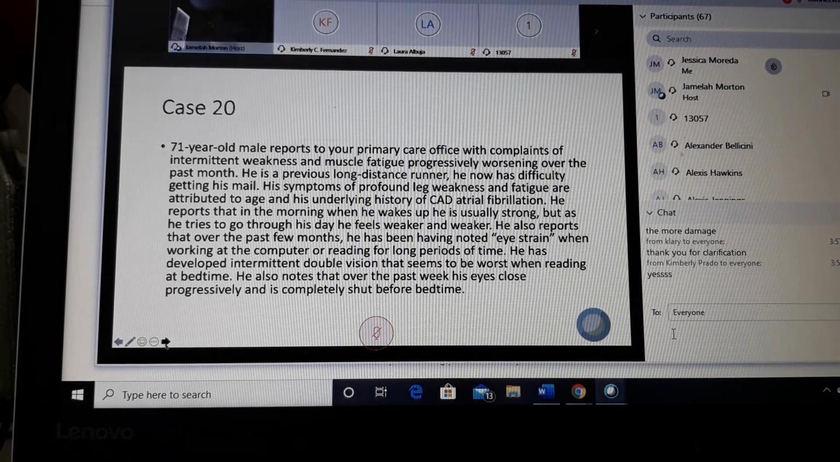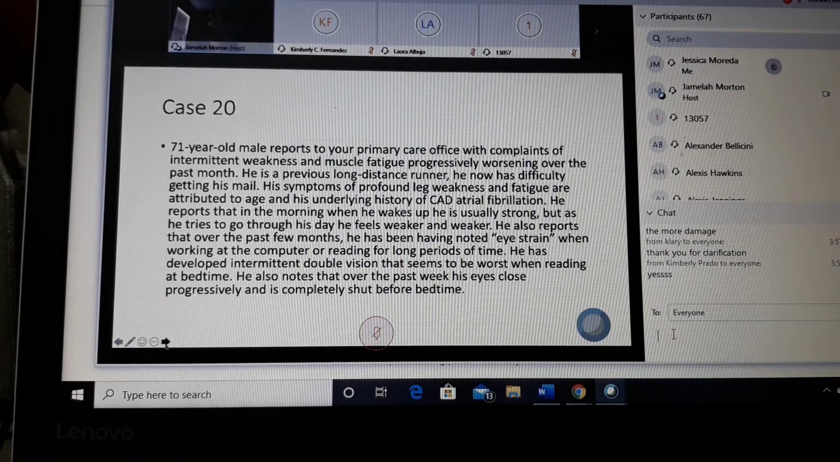All right, a 71-year-old male reports to your primary care office with complaints of intermittent weakness and fatigue progressively worsening over the past month. He is a previous long-distance runner. He now has difficulty getting his mail. His symptoms are profound leg weakness and fatigue attributed to age and underlying history of CAD and atrial fibrillation. He reports that in the morning when he wakes up, he's usually strong, but as he tries to go through his day, he feels weaker and weaker.